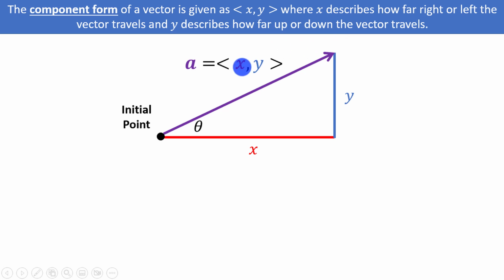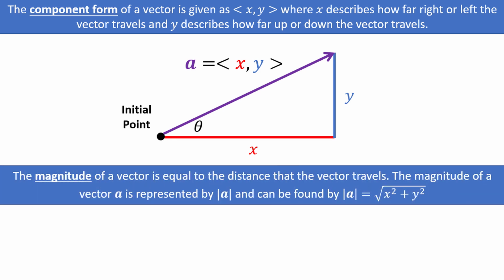Of course, if x was negative or y was negative, then the direction could perhaps be different. A negative x would move us to the left, and a negative y would move us down. In this picture, we have created a triangle, and we can designate this angle as theta. The magnitude of vector A is equal to the distance that the vector travels. The magnitude of vector A is represented by A with vertical lines around it. The magnitude of A can be found by taking the square root of x squared plus y squared, where x and y are the horizontal and vertical components of the vector.